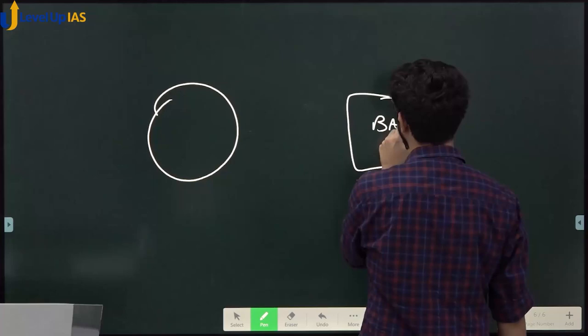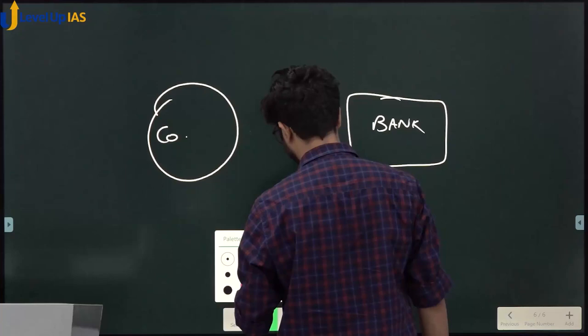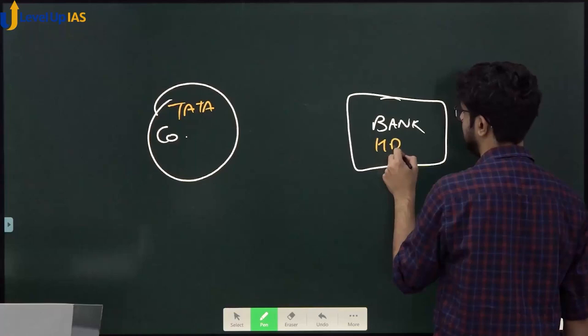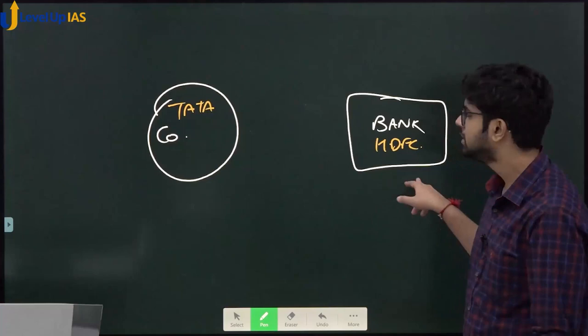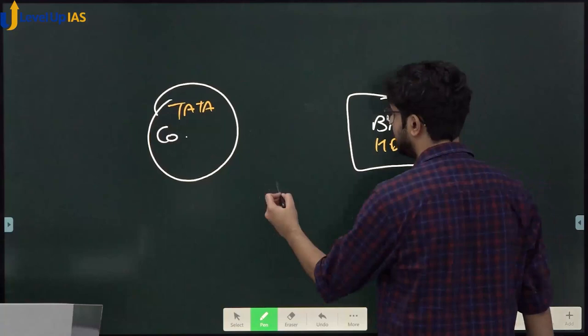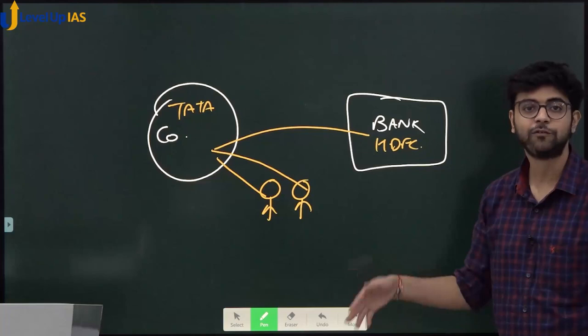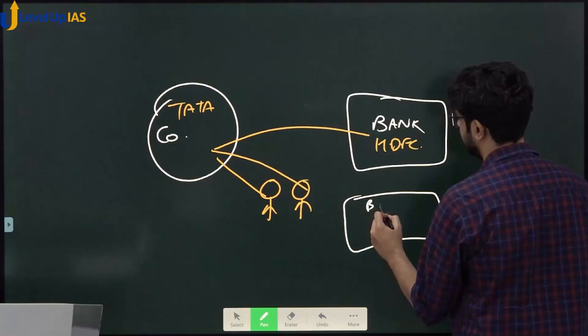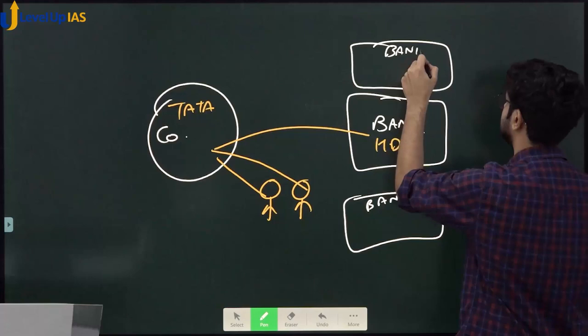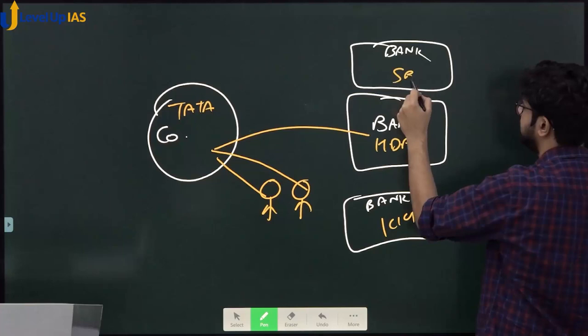This is a bank, this is a company, this is Tata, this is HDFC, okay? Now, who is also claiming money from Tata? Are employees also claiming money from Tata? Their salaries are due. There are two employees here. They also want money. Yes or no? Do you think Tata would have taken a loan from only one bank? Tata would have taken loans from multiple banks. There is another bank here. Let's say this is called ICICI, and let's call this SBI. He is also staking a claim here.